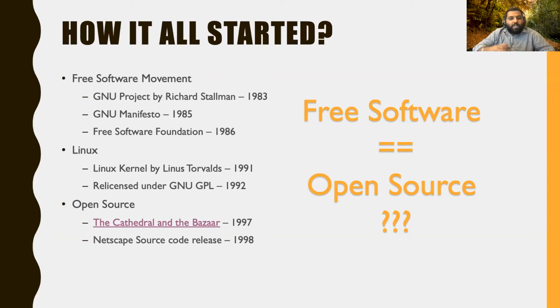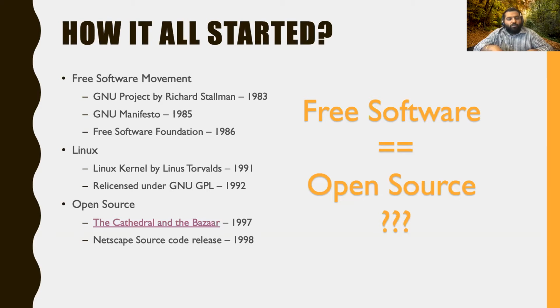That's when, in 1991, Linus Torvalds came into the picture and published the Linux kernel to the community. At first, the Linux kernel was not under a free software license, but in 1992 they moved it to the GNU GPL license. So till this year, everything was talking about free software. There was no mention of open source, right?